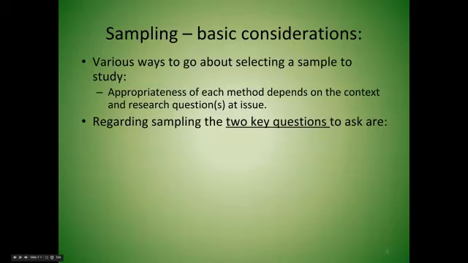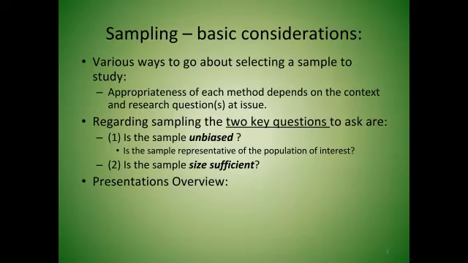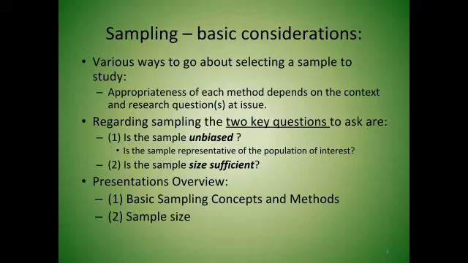But there are two specific questions to keep in mind as you evaluate samples and sampling methods. First, is the sample unbiased? In other words, is the group included in the sample representative of the population of interest, or is the sample somehow biased in favor of including only certain types of people or subjects within the population? Second, is the sample size sufficient? In the rest of this presentation, we'll discuss some basic sampling methods and concepts. The second presentation focuses on sampling size.